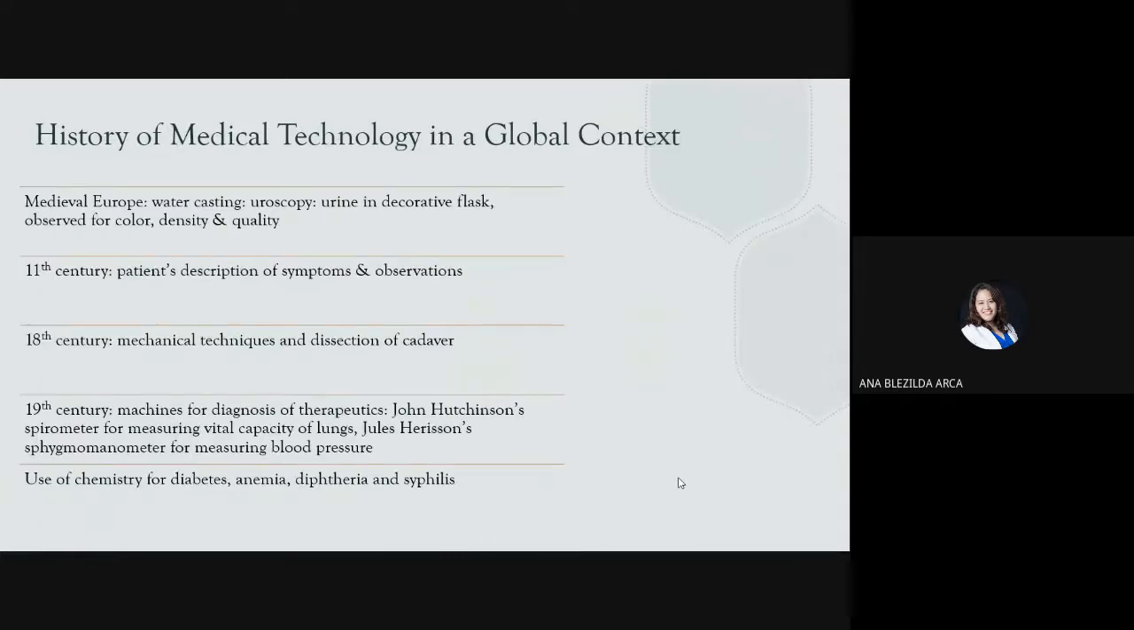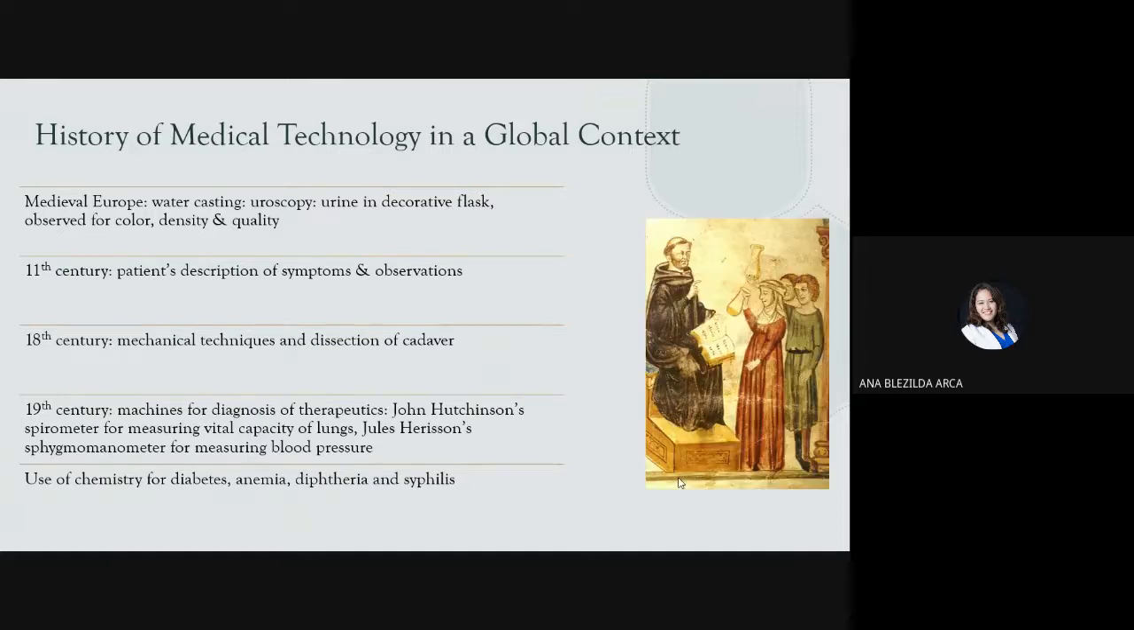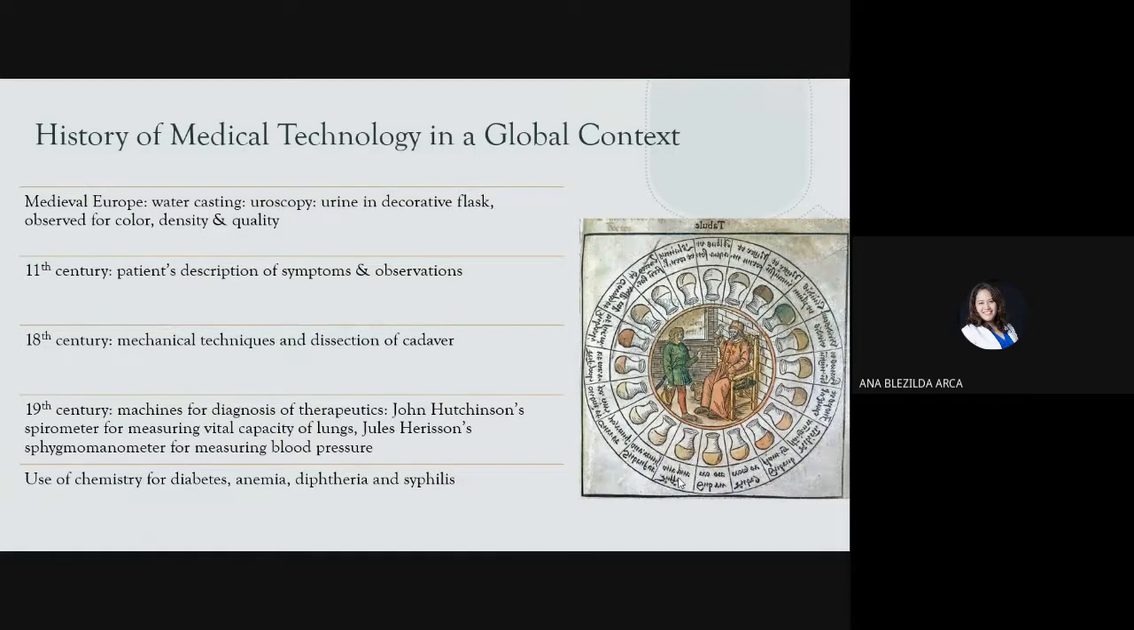Now, during those time in medieval Europe, they also perform a procedure known as water casting or uroscopy. So this is what it looks like. They will submit the urine in a flask, and then the doctor during that time or the scientist during that time, they will observe the appearance of the urine, the color, the density, and also the quality. And then they have here a record, they have a chart on what's normal and abnormal.